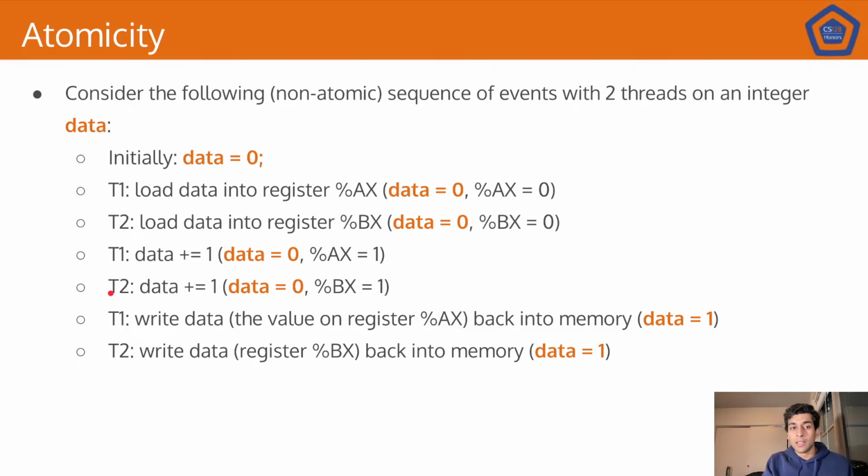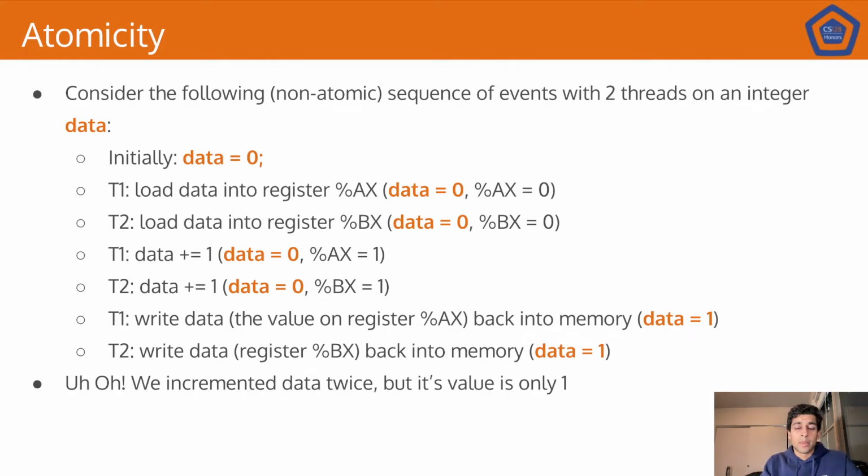If we had atomicity, what we'd see is we first performed all the operations of thread 1, so load, then increment, then write, and then all the operations of thread 2. So load, increment, and write. Atomicity means that if you want to write some value, it happens instantaneously in the eyes of your processor. All of the operations for one write happen at once, then all the operations of a separate write happen after. They're not interleaved. So we incremented data twice, but its value is only 1, because our sequence of events is not atomic. Our integer does not have atomic operations performed on it.